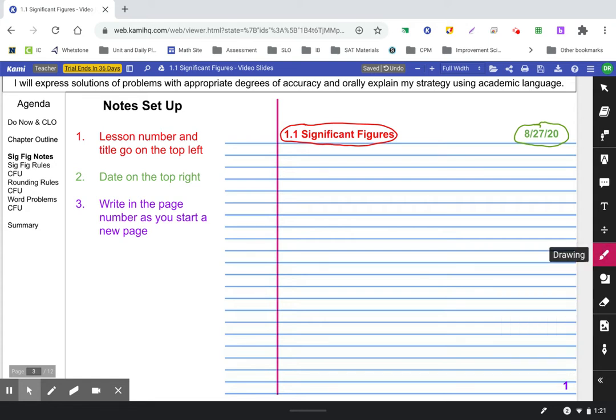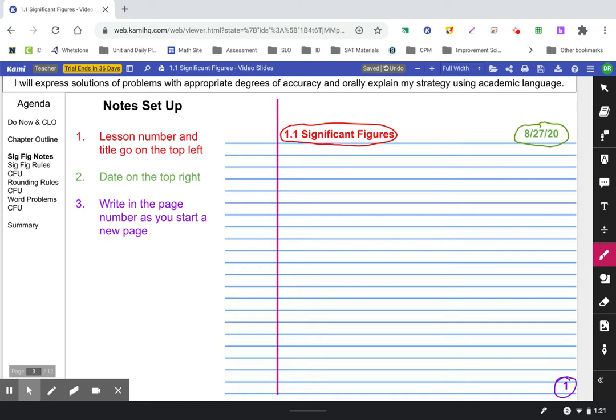And lastly, write the page number every time you start a new page. So this is our first day of notes. So this is page 1 of your notes. So put that down in either the bottom left or bottom right-hand corner. That's up to you. As we go through notes, you're going to keep labeling. So our next page will be page 2. The page after that will be page 3 and whatnot.